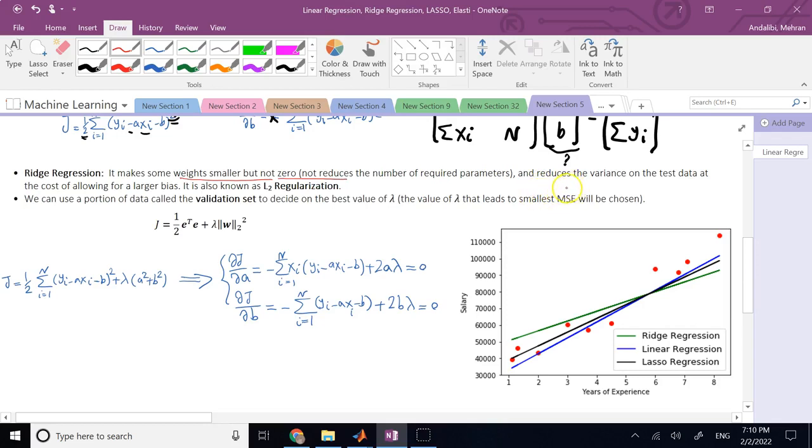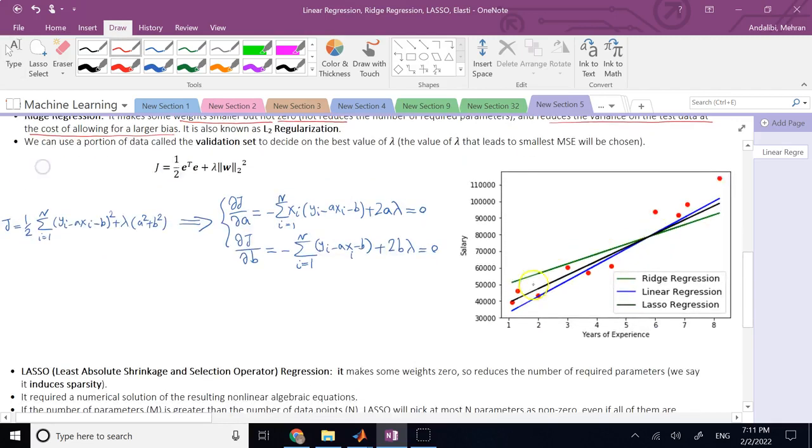And that's not necessarily a good thing, because even with the smaller weights, if you use too many of them, you can still have some overfitting. So although it brings down the value of those weights, which reduces the variance on the test data, at the cost of a larger bias, it does not force any of those W's to necessarily go to zero. It just tries to keep them small.